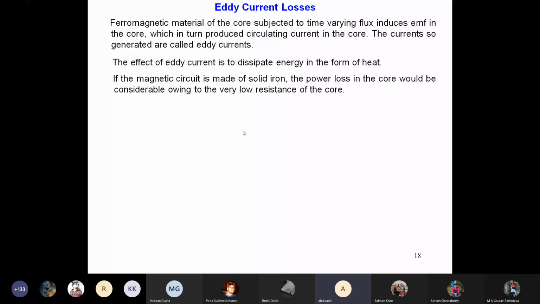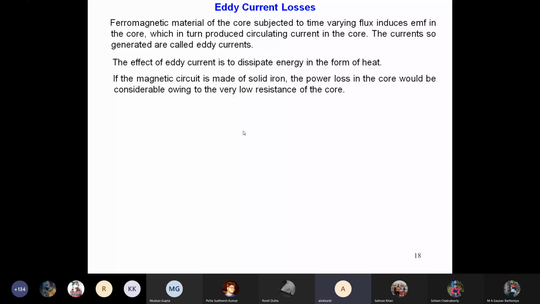Otherwise, the equipment will get heated. If you see any equipment, like your home ceiling fan or table fan, after it has run, if you touch the body, you will find that it is hotter than before it was started. So any electrical equipment gets heated up when it is used, and the heat generated here is in the iron piece, in the ferromagnetic material, whenever a current is passed through the coil that is around it.